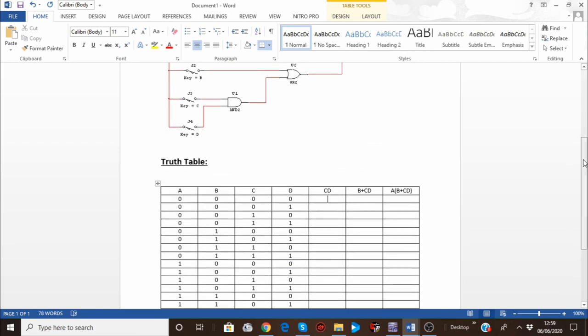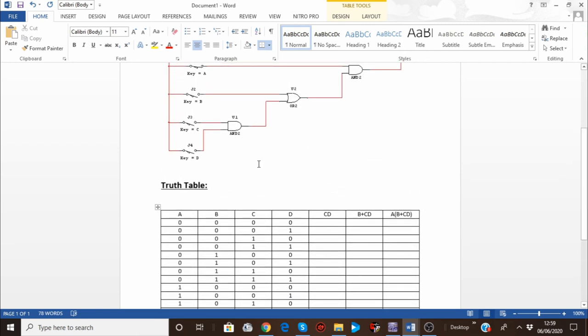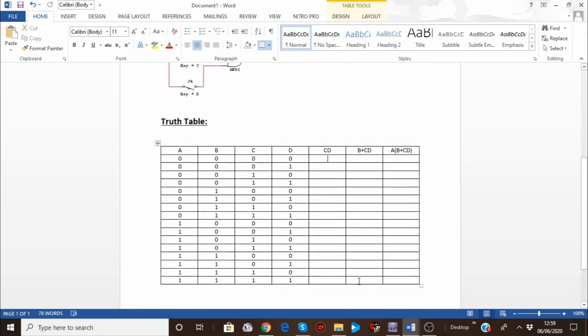For C and D, you have that AND gate between them. So at this point, your output is only one when C and D, both of them are on. Now you have to look at these two and see where you have both of them one. You only have both of them one here, and you put a one here, and you have a one here, and you have a one here. Oh, you have another one here, these two are on, so you have this condition. So now the rest will be all zero.